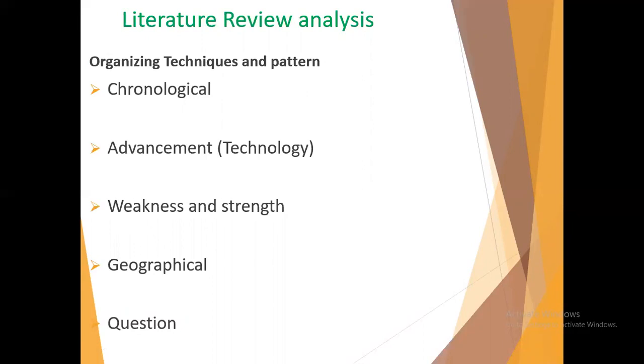Otherwise, you can order by advancement of the technology. See which technology has been used in the article. If a similar technology has been used in a number of articles, you can write those articles in one place, and the other articles in another place. Then there are the weakness and the strength, meaning what are the weaknesses and what are the strengths of a particular article. If you segregate on the basis of the strengths and weaknesses of the work related to that area, that will also be considered a kind of segregation.